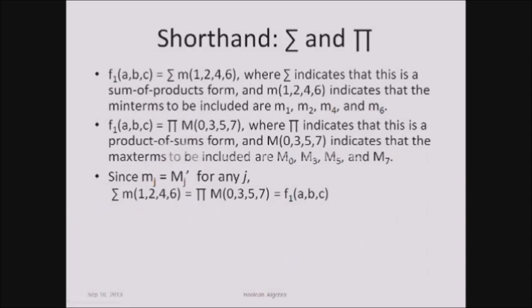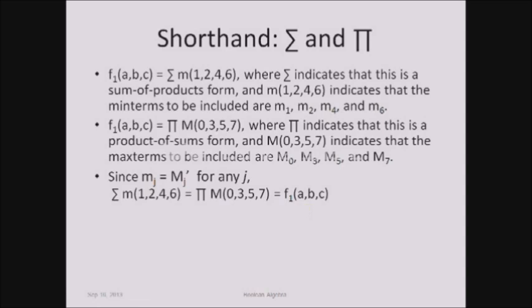Now the shorthand representation for sum of products as well as product of sums. We use the sigma symbol, the summation symbol, for representing the sum of products, and we use the pi symbol for representing the product of sums. So summation m of 1, 2, 4, 6, where summation indicates that this is a sum of products form, and m of 1, 2, 4, 6 indicates that the minterms to be included are m1, m2, m4 and m6. Since mj equals the complement of Mj for any j, summation m of 1, 2, 4, 6 equals pi capital M of 0, 3, 5, 7, which equals f1 of a, b, c.